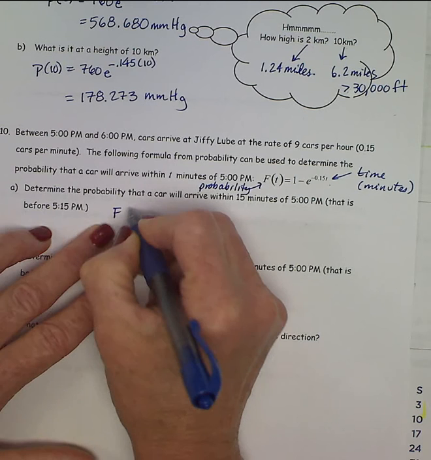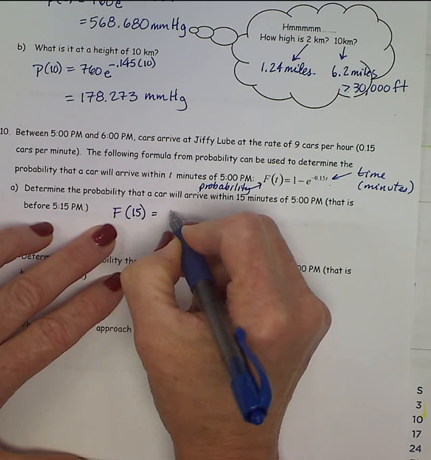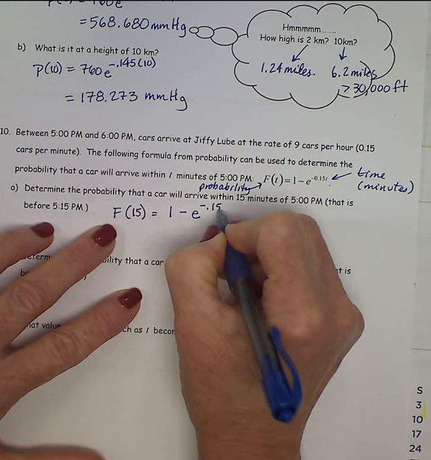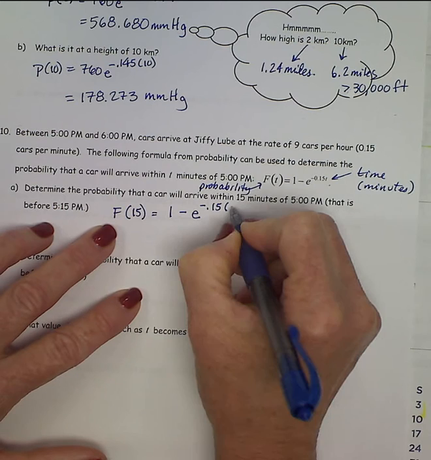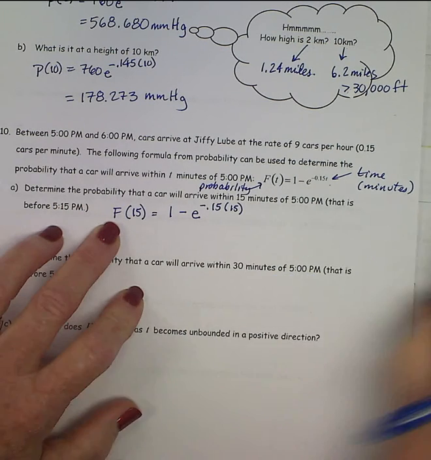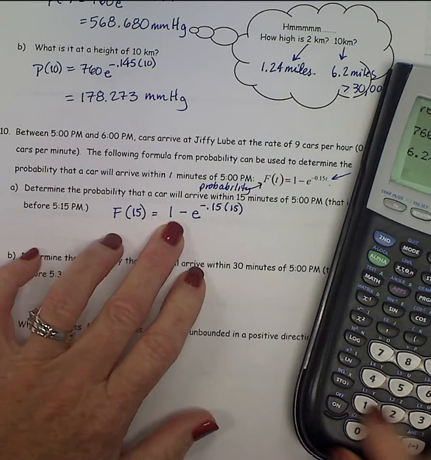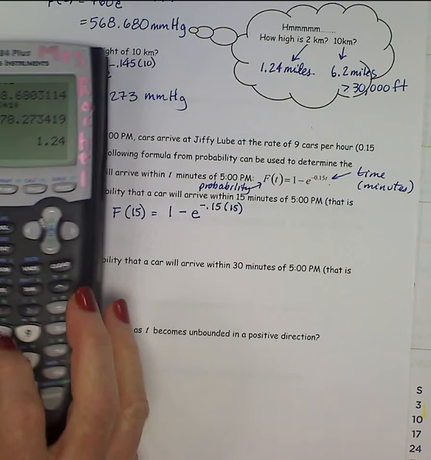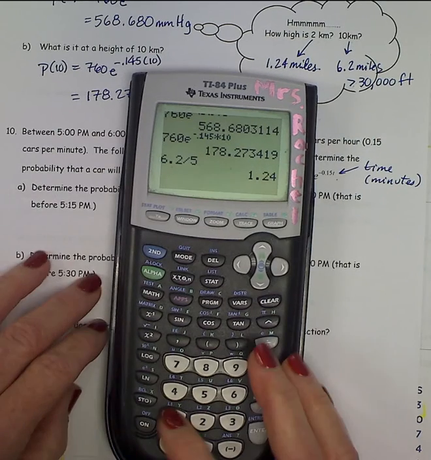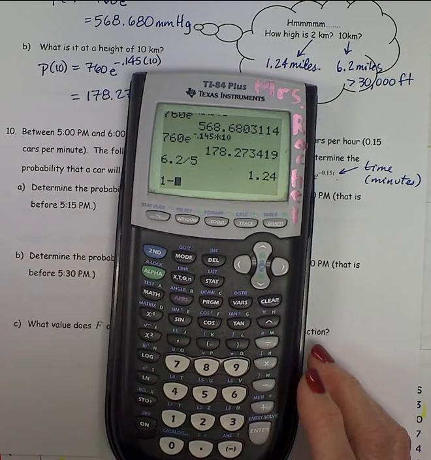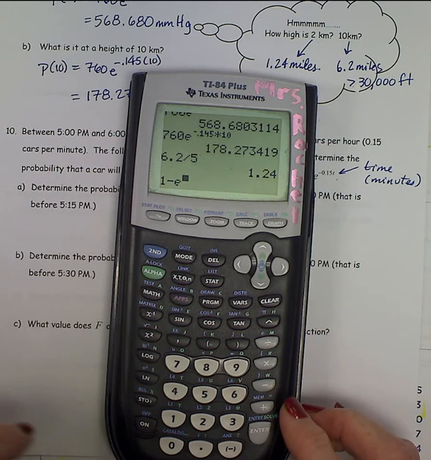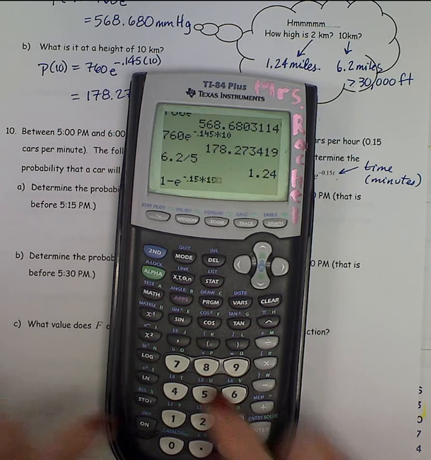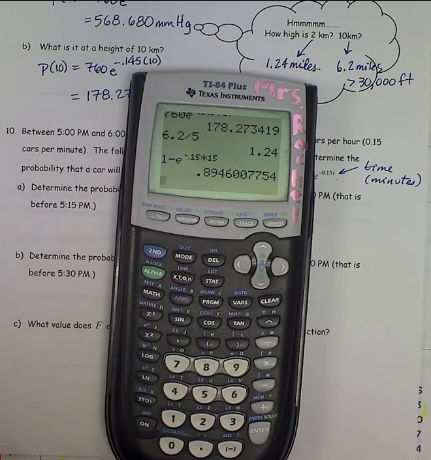So the probability at 15 minutes is 1 minus e to the negative 0.15 times t, which is 15. Okay, so all calculator again. Can you see this okay? Oh, I better move it over here, huh? Oh, I don't know. I'm going to have to leave it there, maybe. 1 minus e to the negative 0.15 times 15. 0.894.